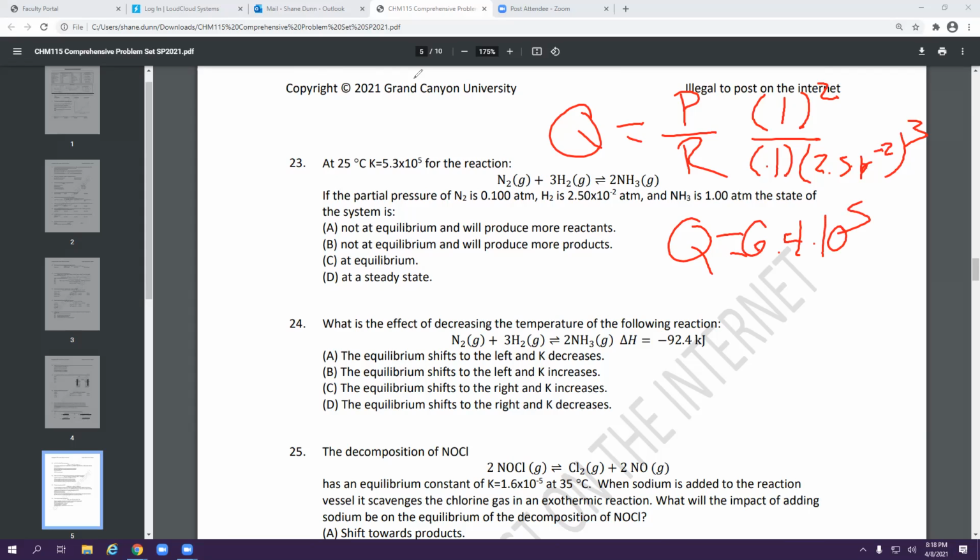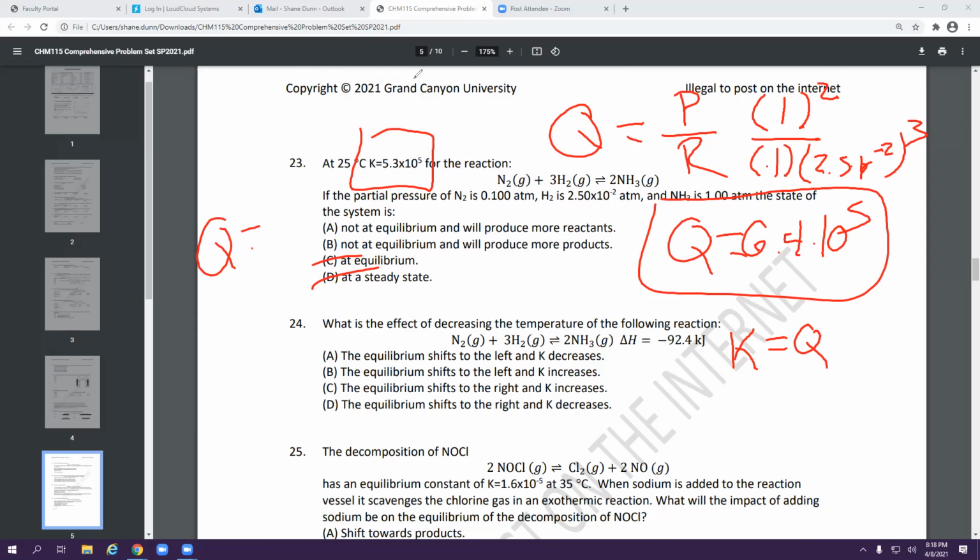Okay, now I have Q. I compare it to my K value. So this is where you look at this. If Q and K equal each other, what's going on? Equilibrium. Well, does my Q and K equal each other? No. Okay, so which one's bigger, Q or K? So why is my Q bigger? Q equals products over reactants, right? What can explain why Q is bigger?